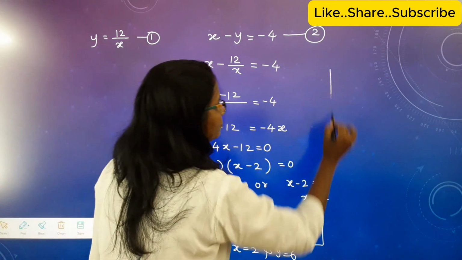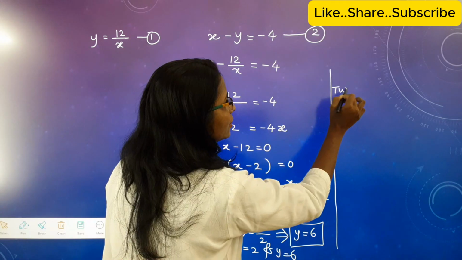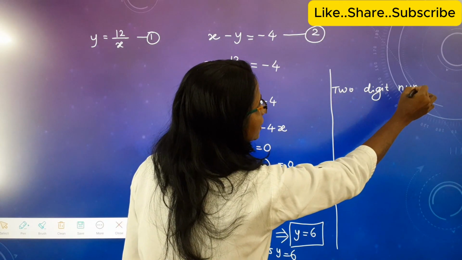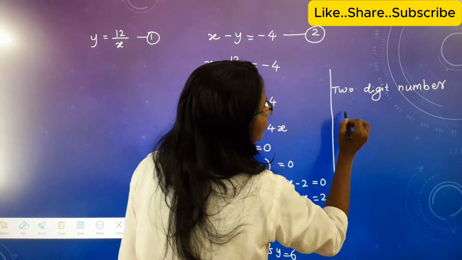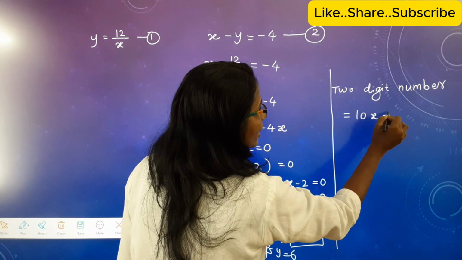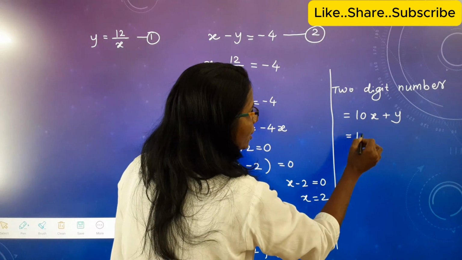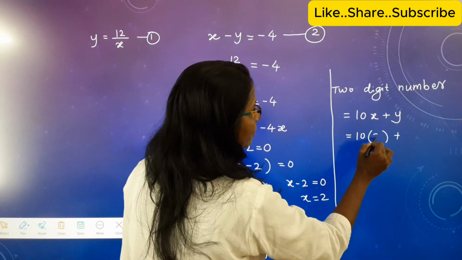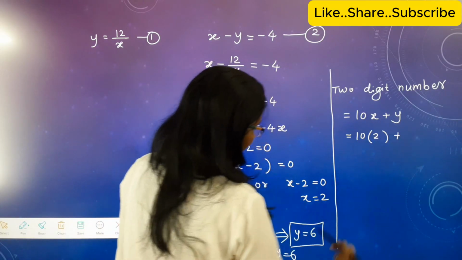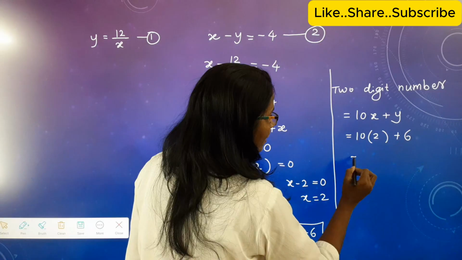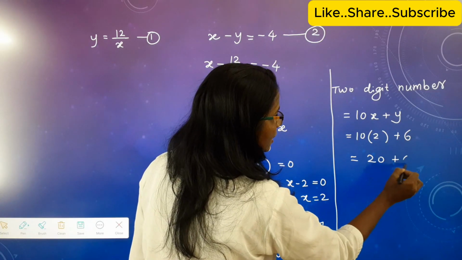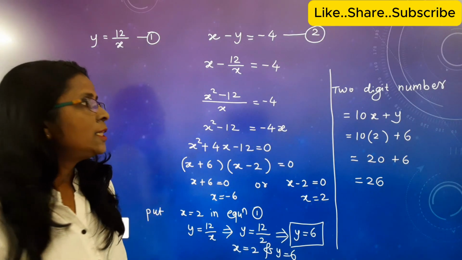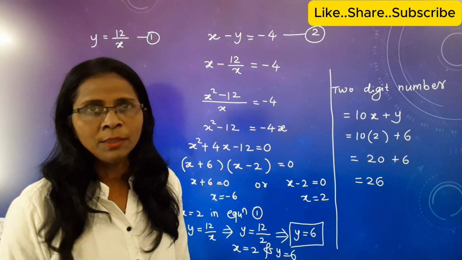So now here our two-digit number, what was our two-digit number? That is 10x plus y. So that means put the value of x and y here. So x is 2, so 10 multiply 2 plus here 6. Okay, so that means 20 plus 6, that is equal to 26. So 26 is the two-digit number.